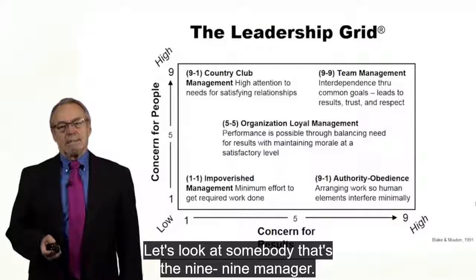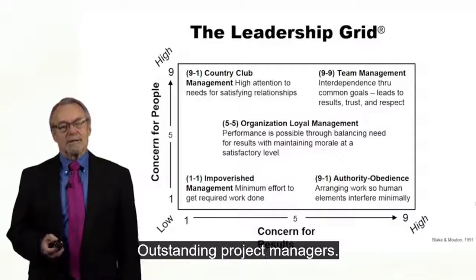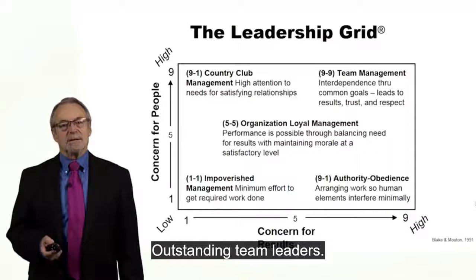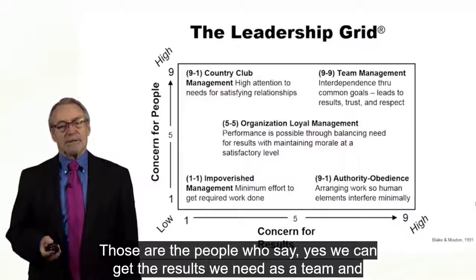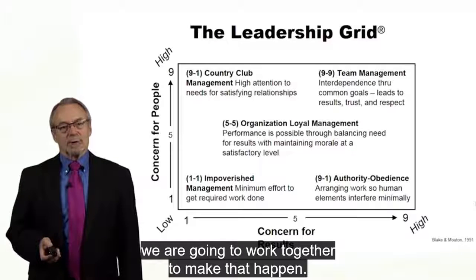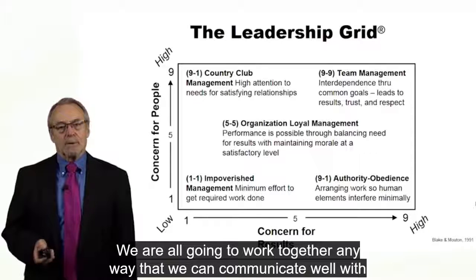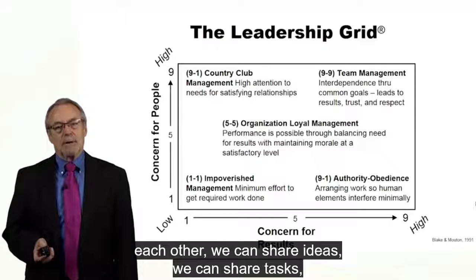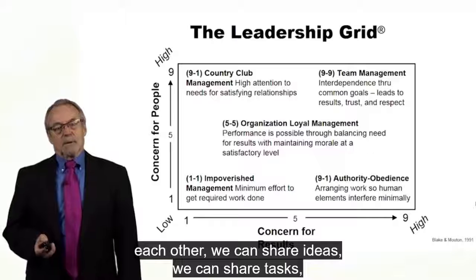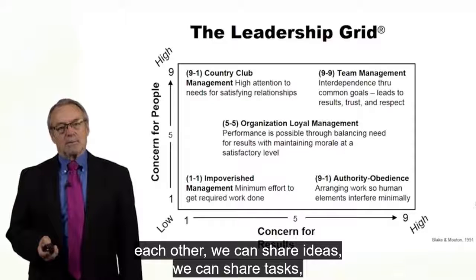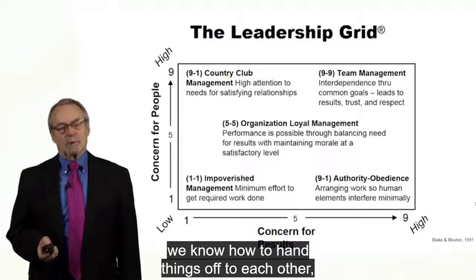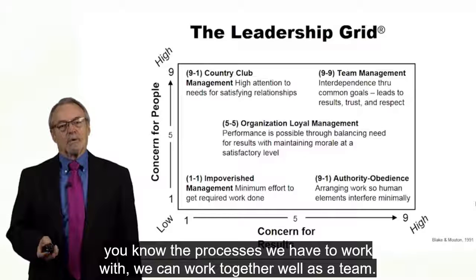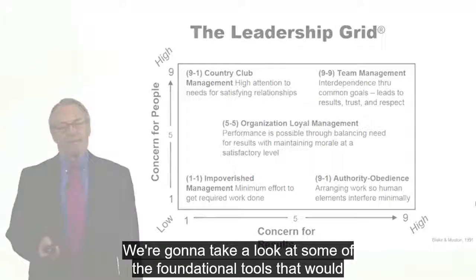Let's look at somebody that's the 9-9 manager. Those are outstanding managers, outstanding project managers, outstanding team leaders. Those are the people that say, yes, we can get the results we need as a team, and we're going to work together to make that happen. We're all going to work together in a way that we can communicate well with each other. We can share ideas. We can share tasks. We know how to hand things off to each other. We know the processes we have to work with. We can work together well as a team.